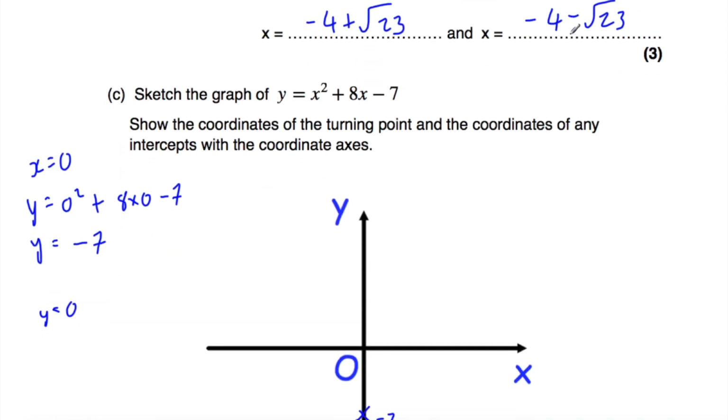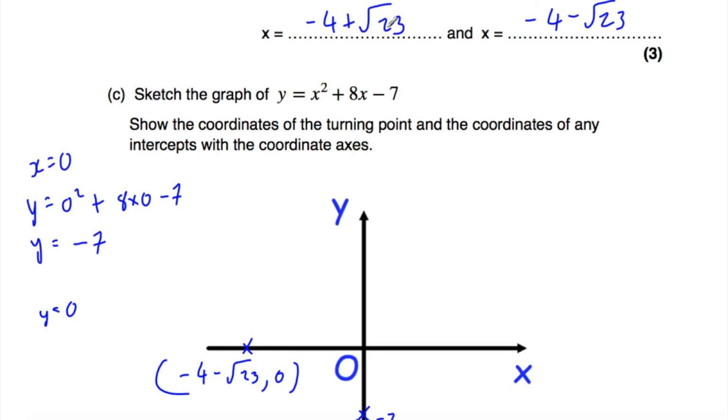Okay, so start off with minus 4 minus the square root of 23. Well, that's going to be over here somewhere. So that'll be minus 4 minus the square root of 23, 0. That's the coordinates of that point. And in terms of this point here, well, actually, I just want to find out if it's to the left or to the right of the y-axis. So it's minus 4, so that's minus 4.